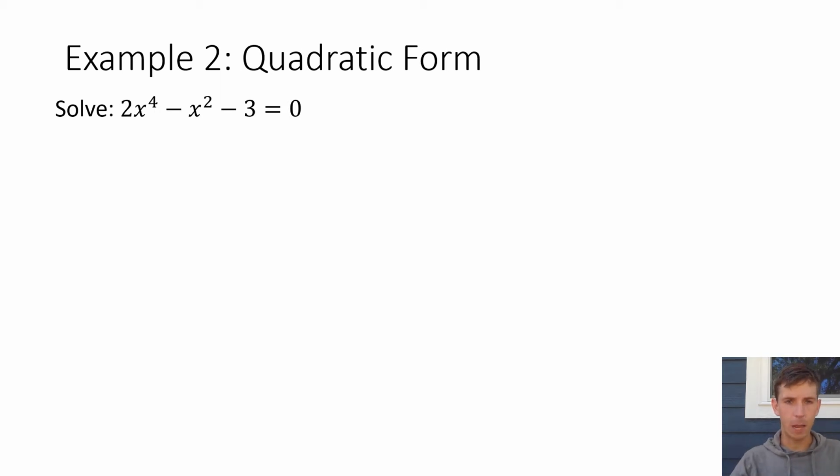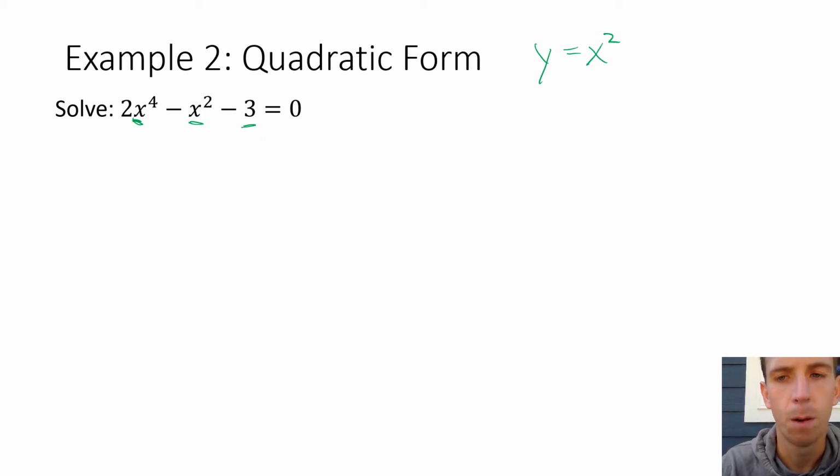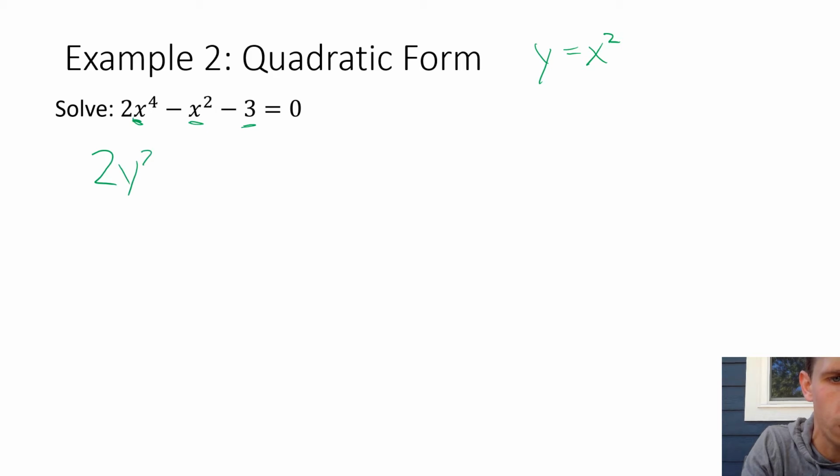All right, so the second example here is another special case. It's when you have a quadratic form. This happens when you have just an x to the 4th, x squared, and a constant. This is actually a quartic, but we're going to force it into a quadratic. So I'm going to make this substitution right here. I'm going to make y equal to x squared. Then I can rewrite this quartic as 2y squared minus y minus 3.